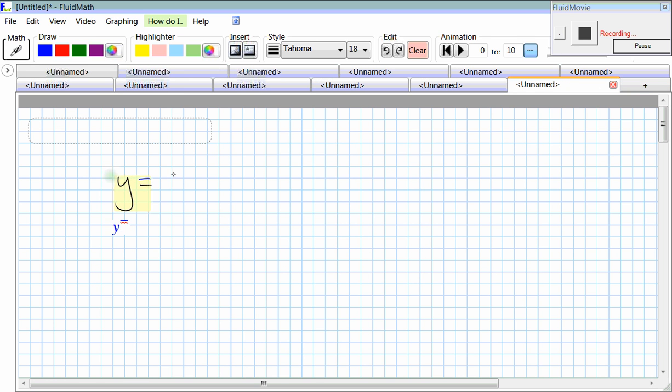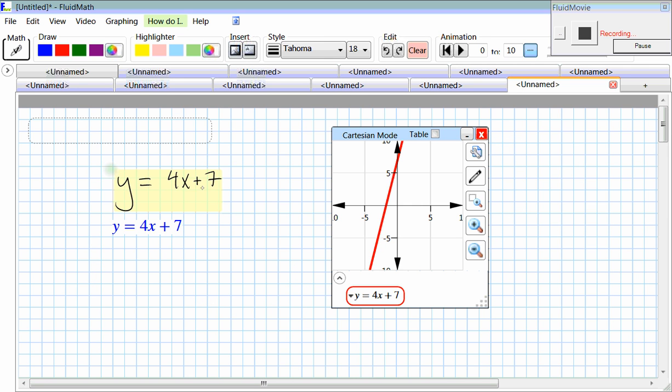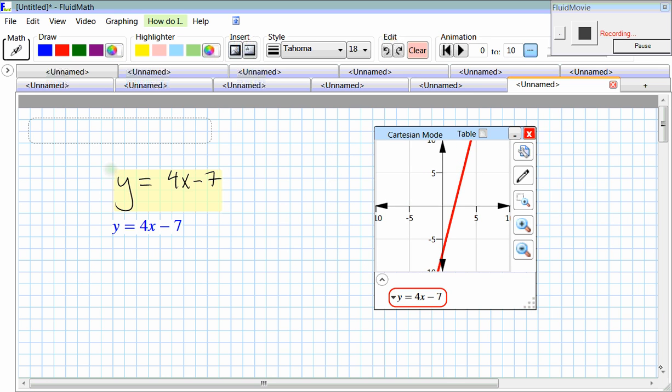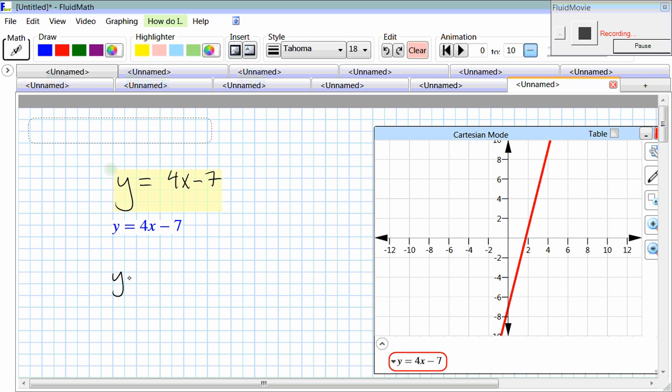So it was 4x plus 7, yeah? Is that one of them? Okay, good. Was it minus 7? That's right. Minus 7. There we go. Is that right? What was the other one that we had?